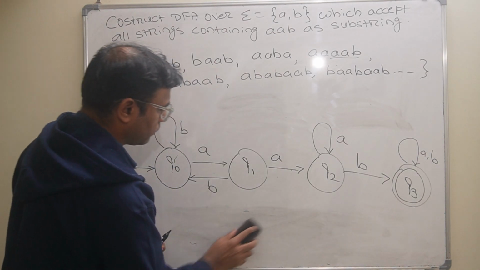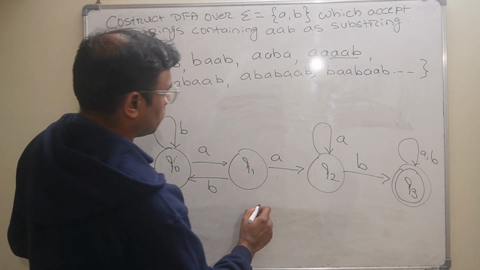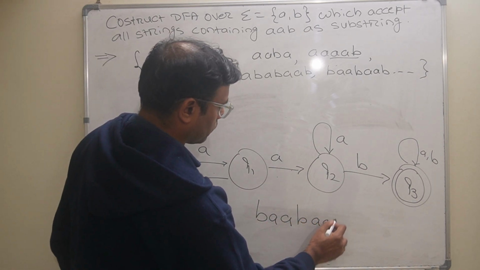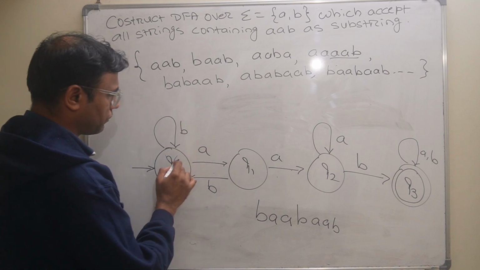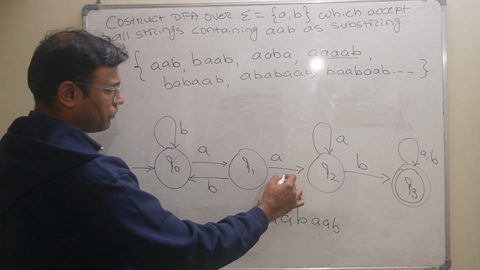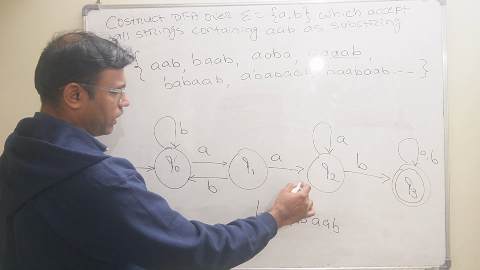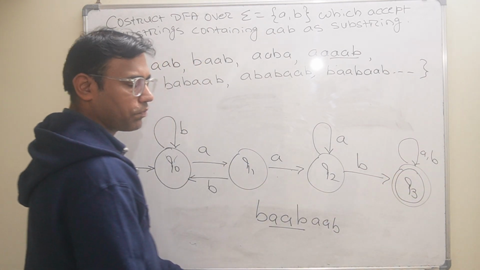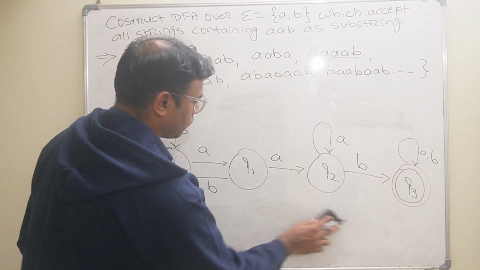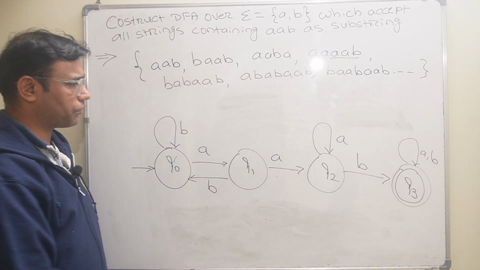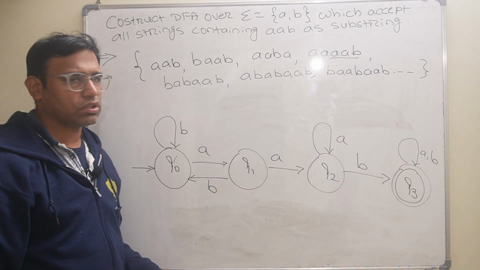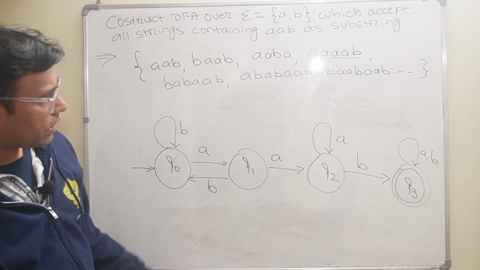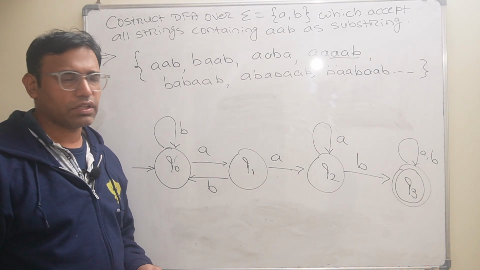Now let us see the next possibility, baab. So baa, and then b reaches to final state, and then it will accept any number of a and b. So it is covering all the possible values, which are nothing but the valid strings. So this is the final DFA which will accept ab as substring.